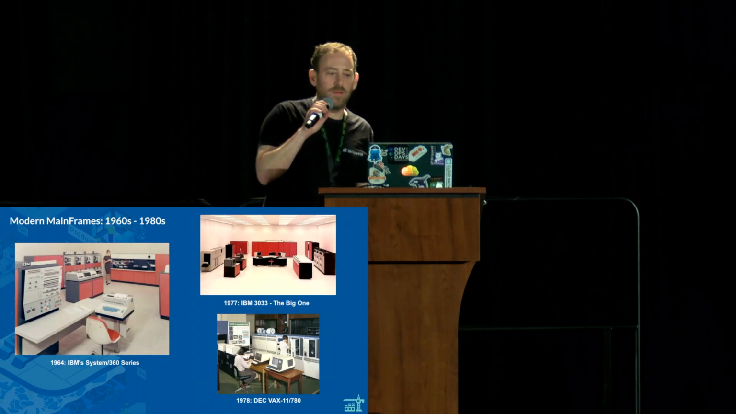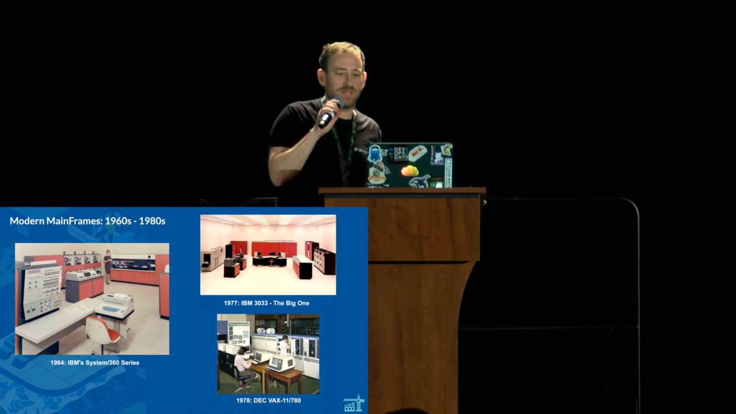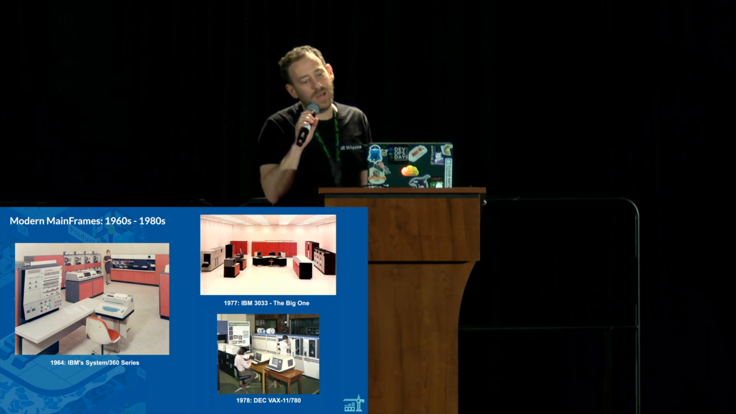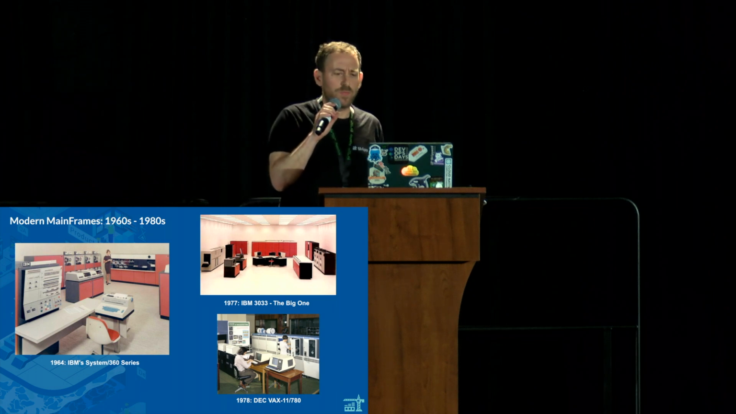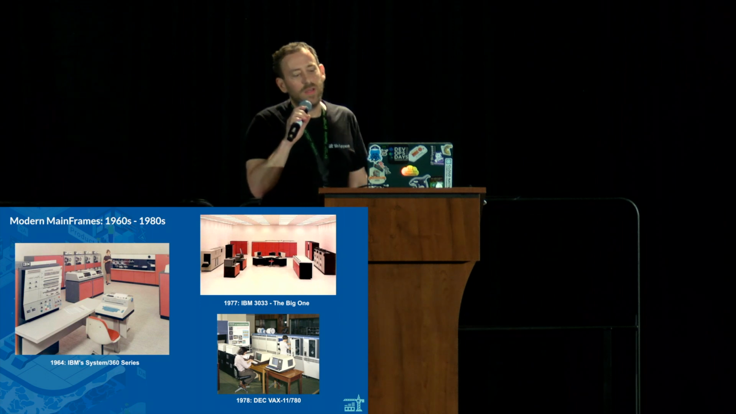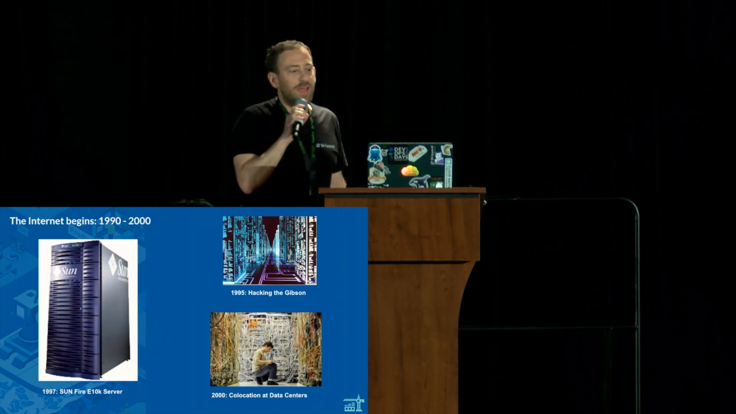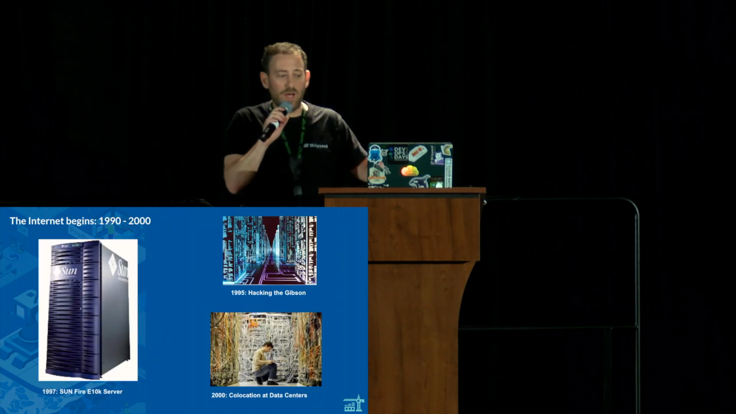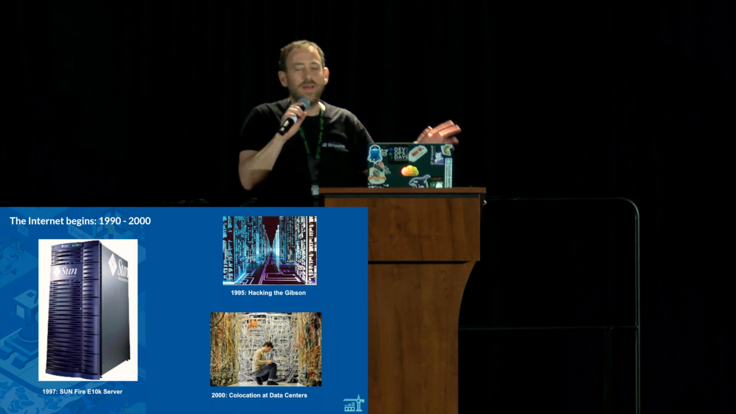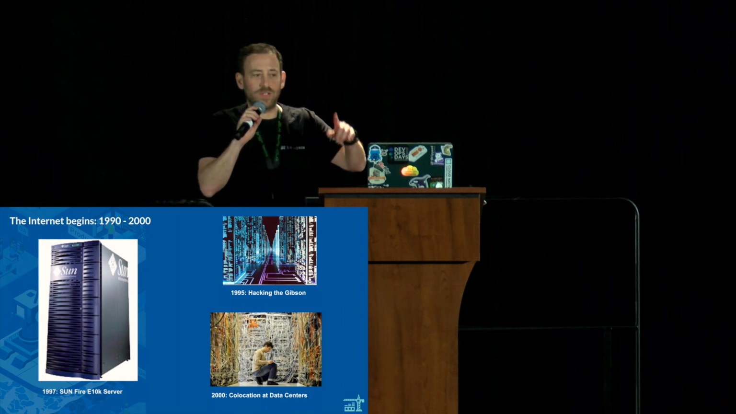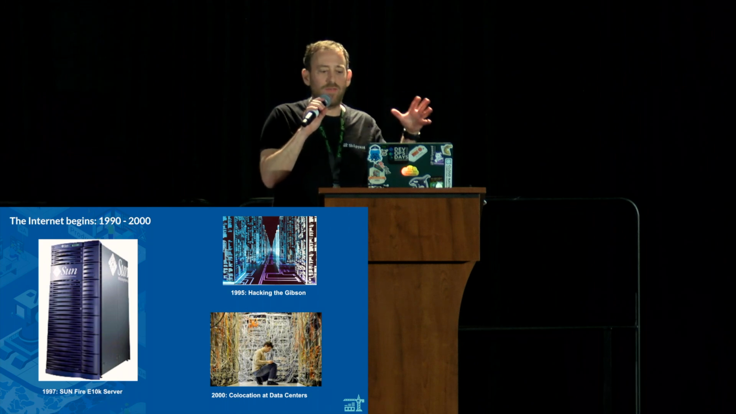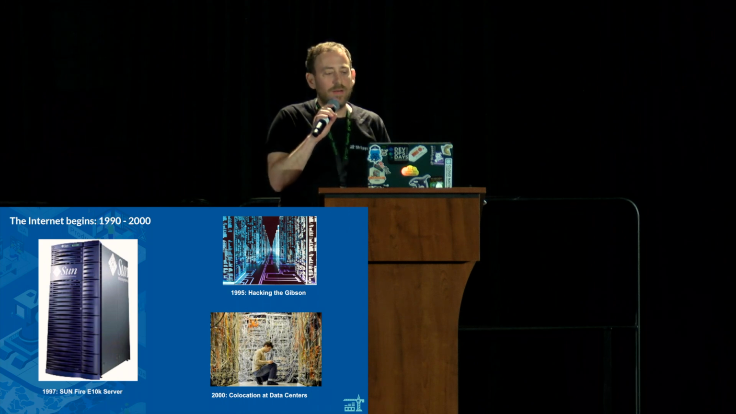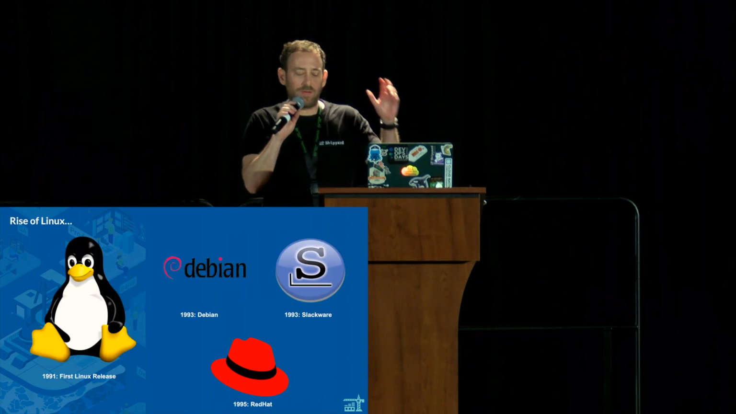Then we get to modern mainframes. That's 360 systems, 3033, the big one, DEC, and the VAX stuff. These are all digital ones, so it's not just punch cards. Then the internet begins, and we have Sun and the big servers. Little reference to Hackers, which, oh my god, is almost 30 years old, hacking the Gibson. And you start having co-location of data centers, and that means that people are putting servers in places.